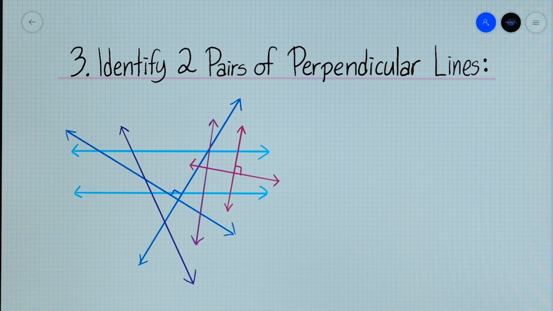Done. So I will highlight them. The answers were this little line right here, and then this dark blue line right here. You can mainly tell just because once again they have the little square, meaning they are perpendicular. The others may not be, but these 2 are. Also, these 2 light blue lines are actually parallel, not perpendicular.